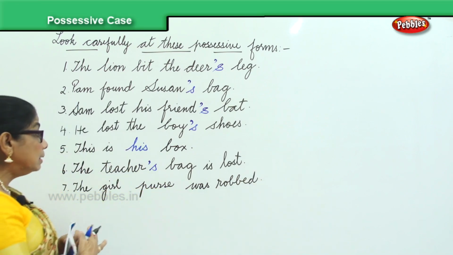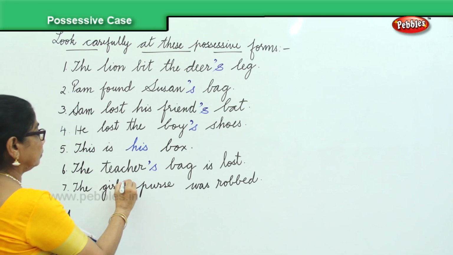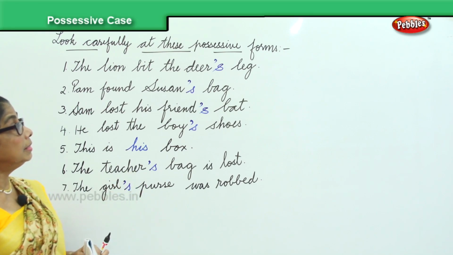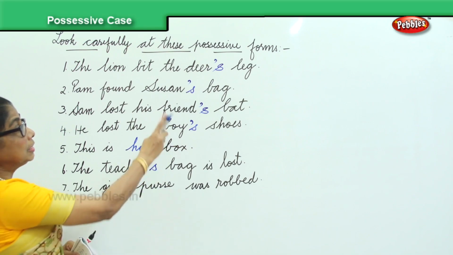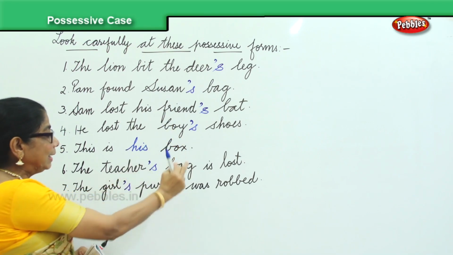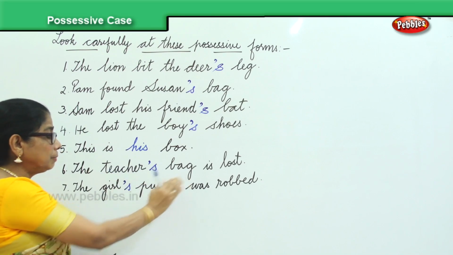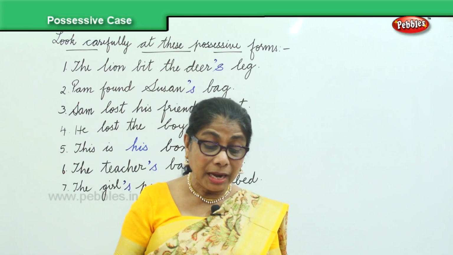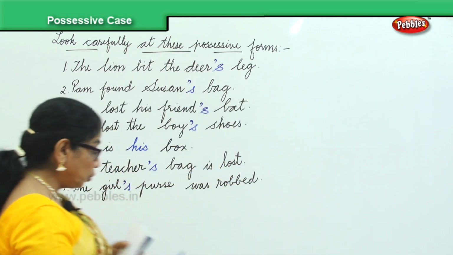So the girl's purse. Okay. Deer's leg, Susan's bag, friend's bat, boy's shoes, his box, teacher's bag, girl's purse. Next, the farmer's horse was stolen.